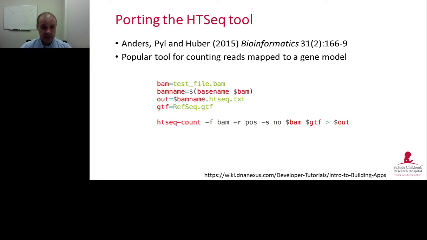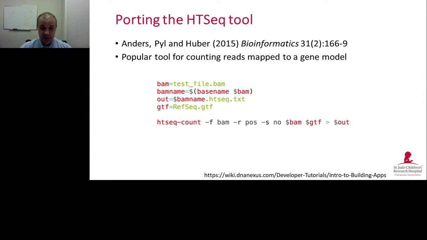So here's just a simple program that I've written that I run in our local compute cluster. On the first line, you define the name of your BAM file, testfile.bam. The next line, you derive the name of that file, BAM name. Then you define the name of your output, your BAM file name plus htseq.txt. And then you define your gene model, GTF, refseq.gtf. And you run the command htseq-count.